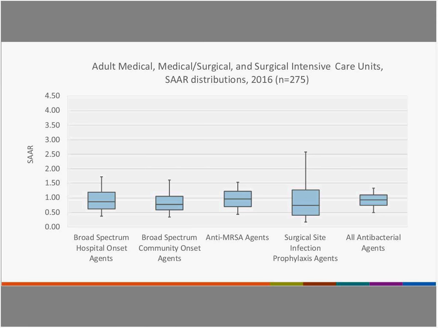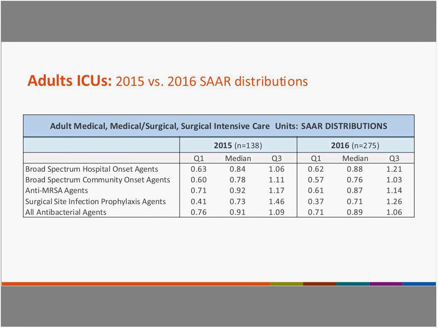And so anytime we see that degree of variation, it certainly suggests that there may be opportunities for improvement, trying to understand what are the factors that are associated with the lower use versus the higher use. This is just a graph showing where the SAR values were in 2015 compared to 2016. You can see there hasn't been that much change over these years. Again, these are relatively small numbers, 138 locations reporting in 2015, 275 locations in 2016. So hopefully, as these numbers grow, we will get more information that will be even more useful.